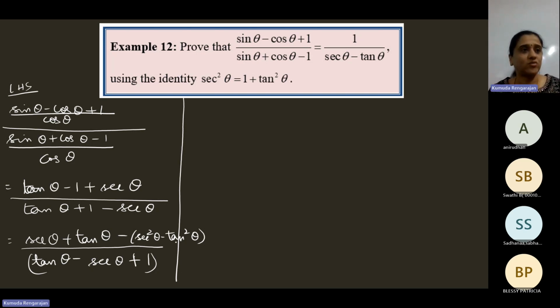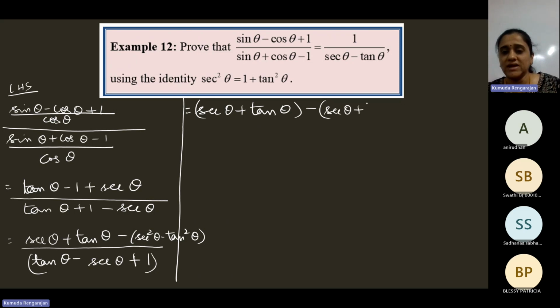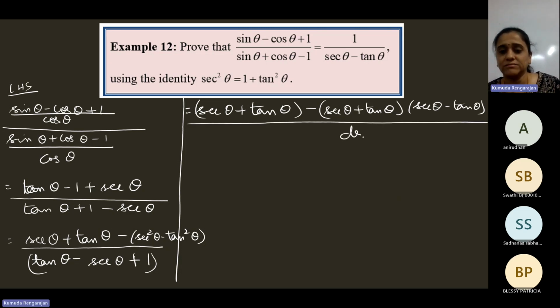Now, what is this? A square minus b square. Secant square theta minus tan square theta, a square minus b square. So a plus b into a minus b. That's the next step. So in the next step, we'll get secant theta plus tan theta, into a minus b, secant theta minus tan theta, divided by the denominator as it is.